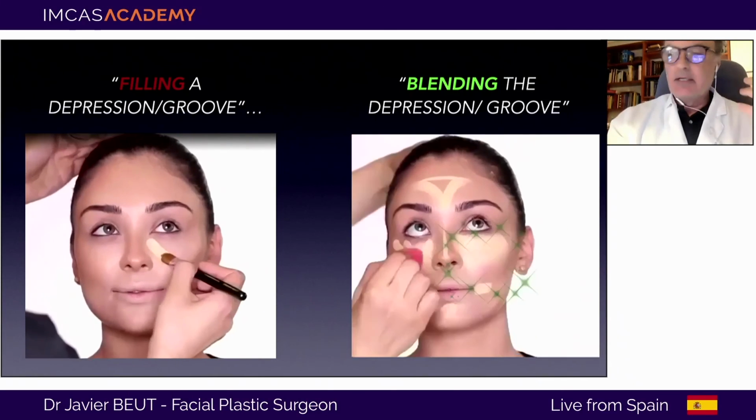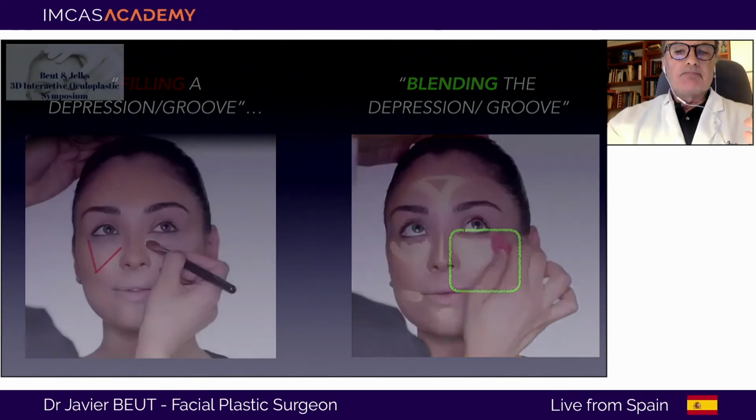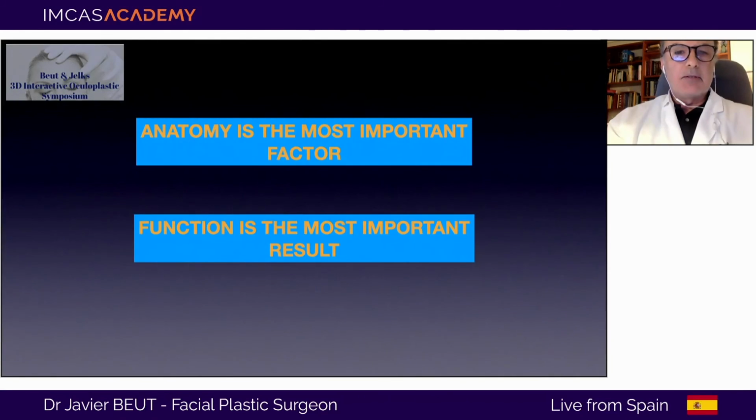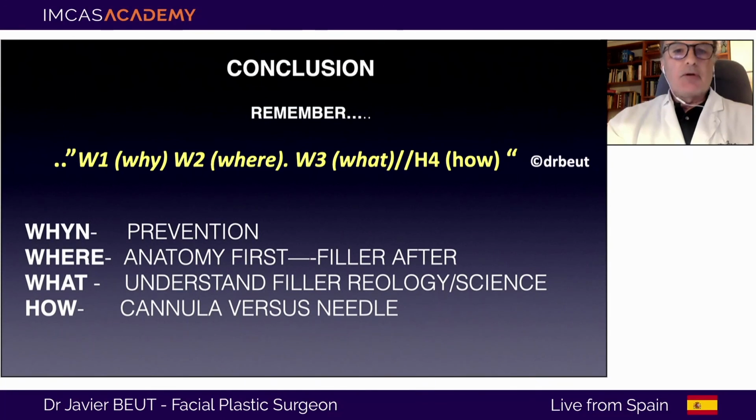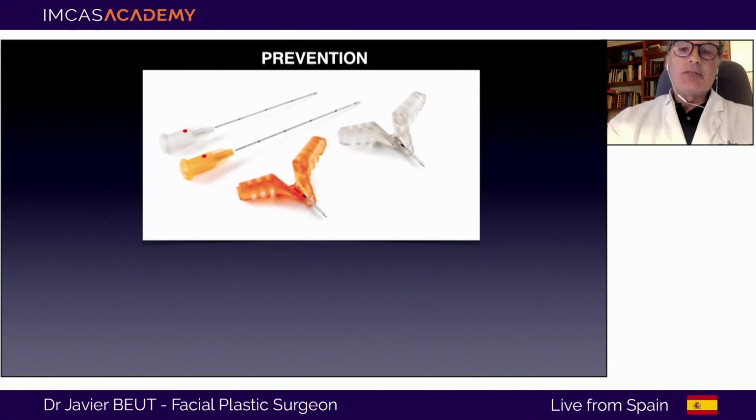Let me go faster. Function for me is the most important result, but anatomy is, for me, the most important factor. So, conclusion: remember what I wrote about the why, where, what, and how. Why, prevention. Where, anatomy first, filler after. What, understanding the filler rheology and science. And how, cannula versus needle. All right, this is my conclusion about the practical anatomy of the periocular region.